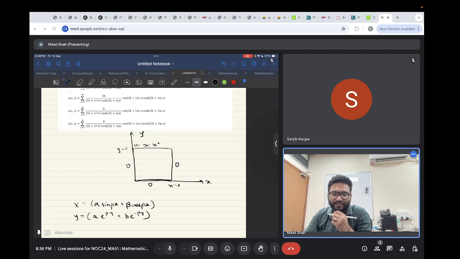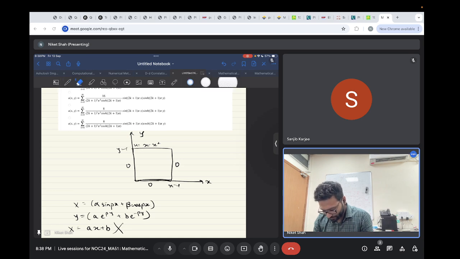Suppose capital X function is ax plus b, of this form. At x equal to 0, the value can be 0, but at x equal to 1 also the value cannot be 0. It cannot go to the same value again if it's a straight line. And similarly in the y direction also that cannot happen. So this solution at least we can eliminate. The p equal to 0 solution is very easily eliminated.